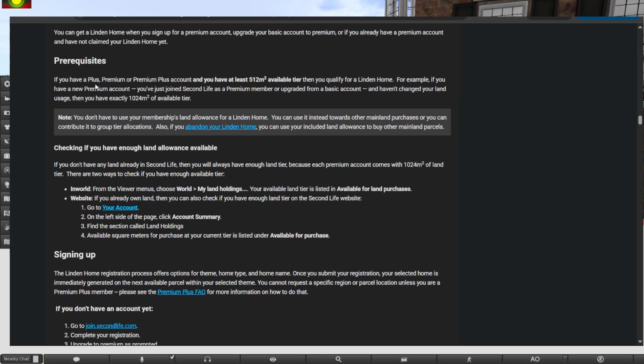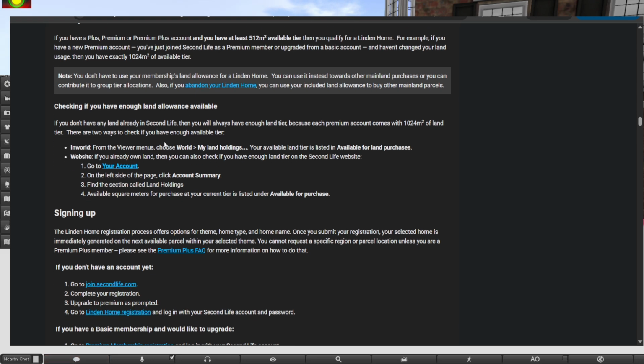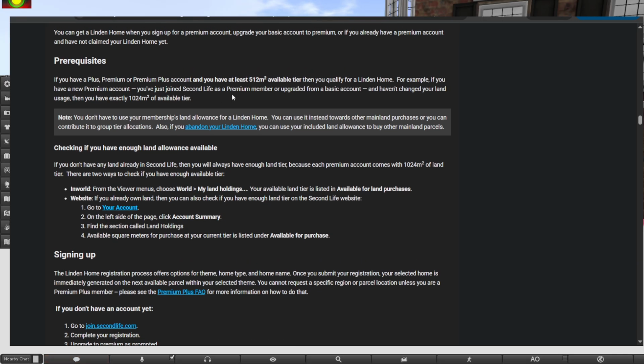So, if you have a Plus, which is the 512, a Premium, 1024, or a Premium Plus, 2048 account, and you have a Linden home, then you will not be able to have this allowance. So it's one or the other. Either I can have a Linden home, or I can get my free allowance and buy some Mainland with it and put my own house instead of a Linden home on it and do whatever I want with it.